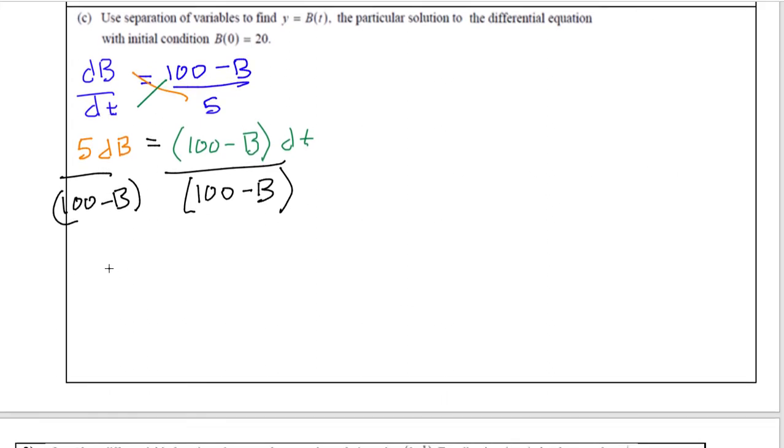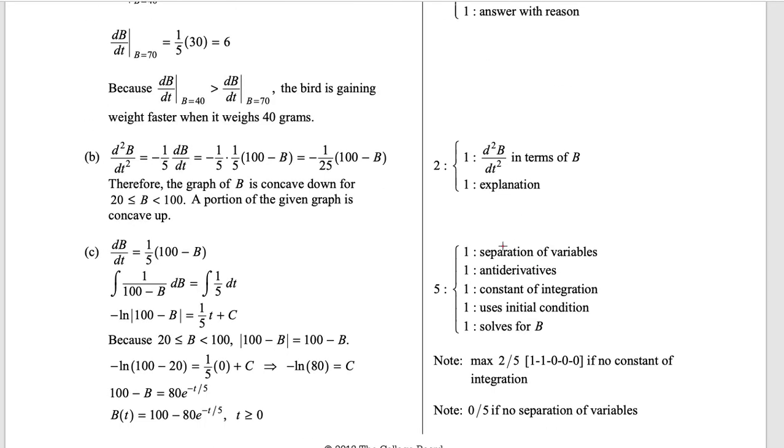So our new thing is going to be, oh, I see people that are way ahead of me. This is now going to be 5 over 100 minus capital B, d capital B is equal to, d lowercase t. We have now done separation. You now get 1 point. Plus 1, plus 1 in a circle. You can see in the solution or the scoring guide, separation of variables is always 1 point.